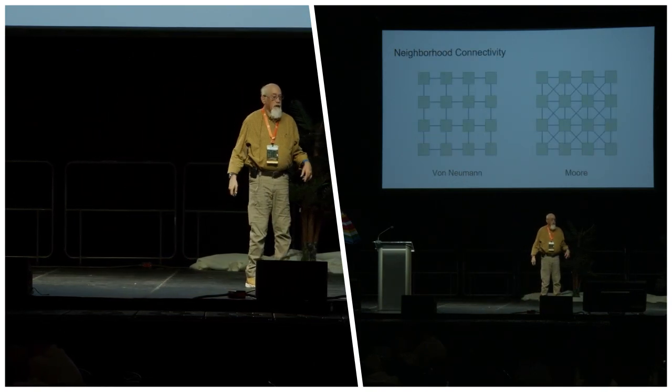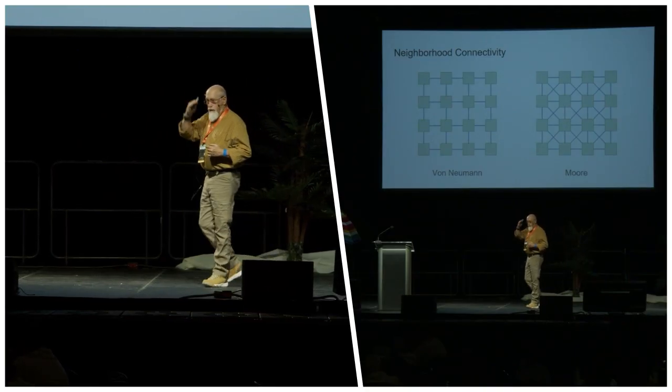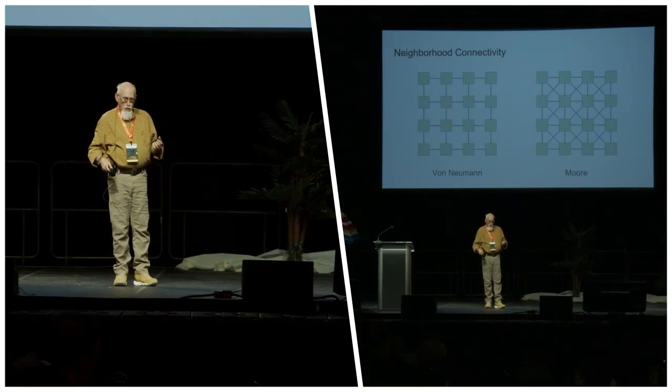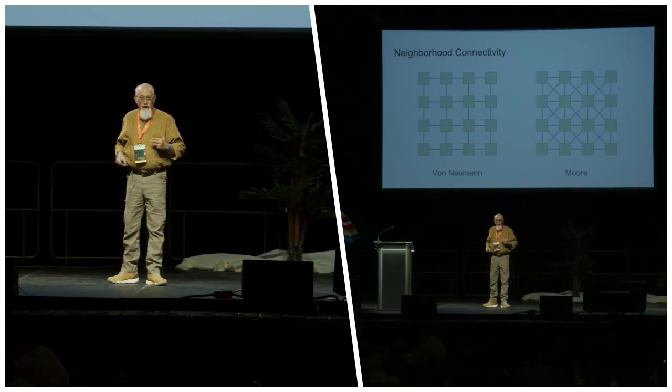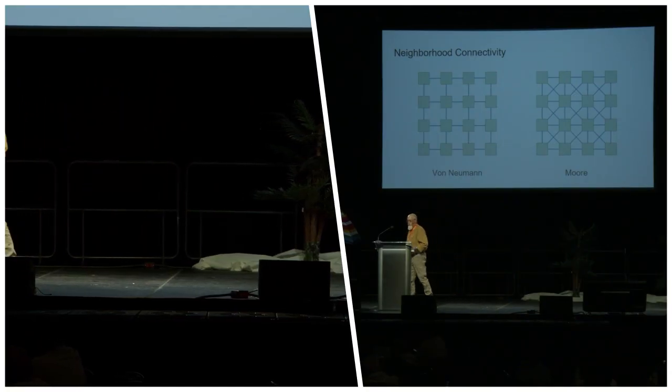Network connectivity. If you just connect the orthogonal nodes together, up, down, left, right, you get what's called a von Neumann neighborhood. If you then add to that the diagonals, you get a Moore neighborhood. One is obviously more connected than the other.